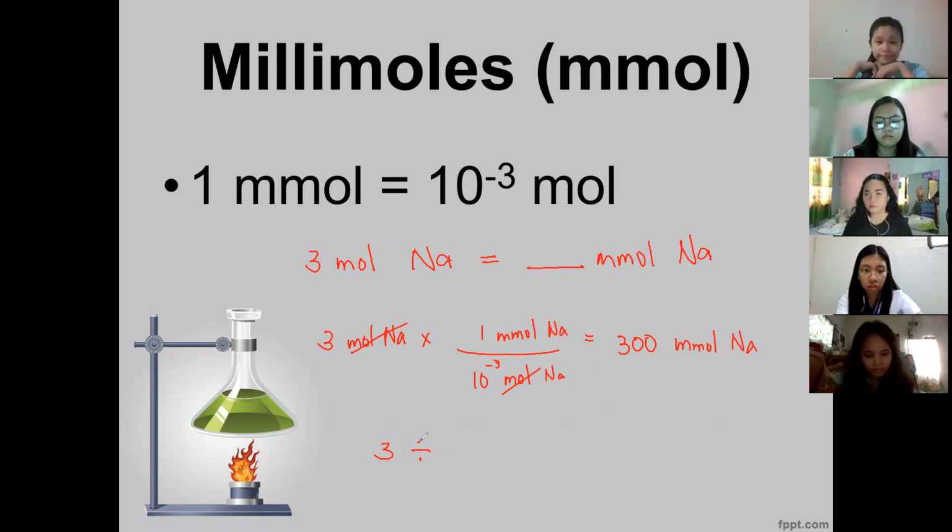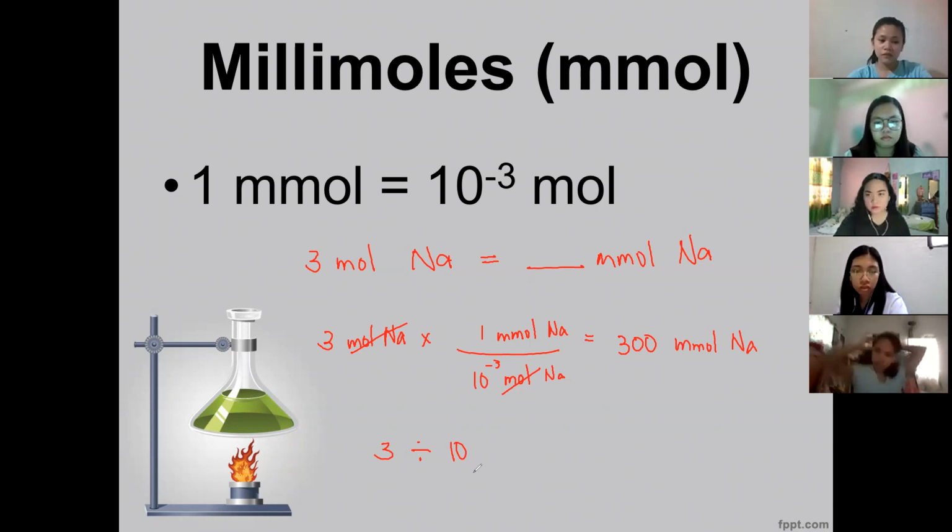Okay. 3,000. That should be 3 divided by 10. Ano ang exponent ng 10? 'Di ba negative 3? Anong in-input niyo? Input niyo yung 10. What's next? After sa 10, anong ginawa niyo? Sige pindot ninyo. That is why 3,000.